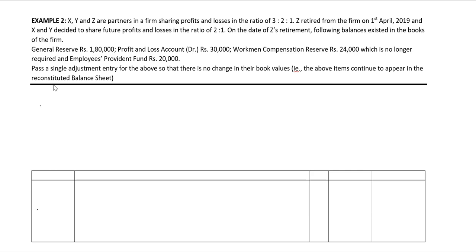So as per the question, we need to pass a single adjustment entry and to ensure that there is no change in the book values, that they continue to appear in the balance sheet of the reconstituted firm. So it's clear that we need to use the second method. Let's go about doing the sum. We'll begin with the working notes. Step 1 is to ascertain the net effect.